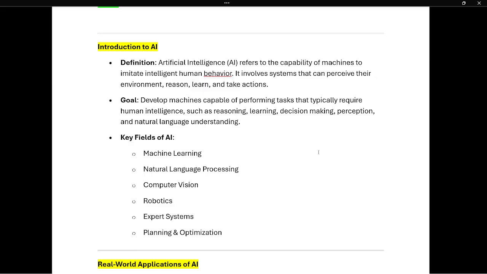Then computer vision. Computer vision basically works in robotic systems where there are pictures, and based on those pictures, things are extracted from them. That comes under computer vision. Even a self-driving car, which captures pictures based on road signs and all, comes under computer vision. Robotics, how robotics works in the industry to do some work, expert systems, planning and optimization. So these are the key fields of AI.